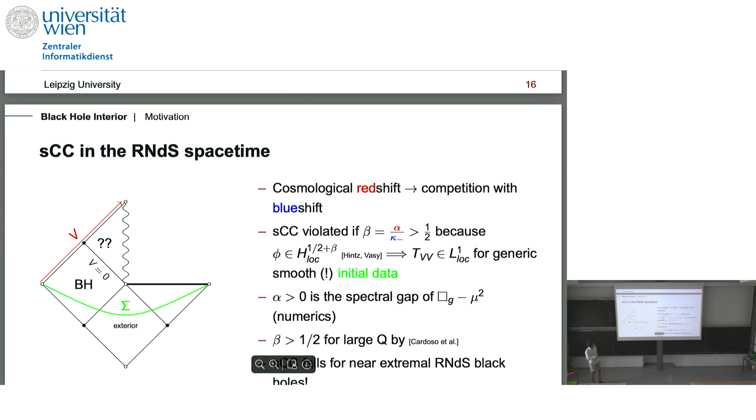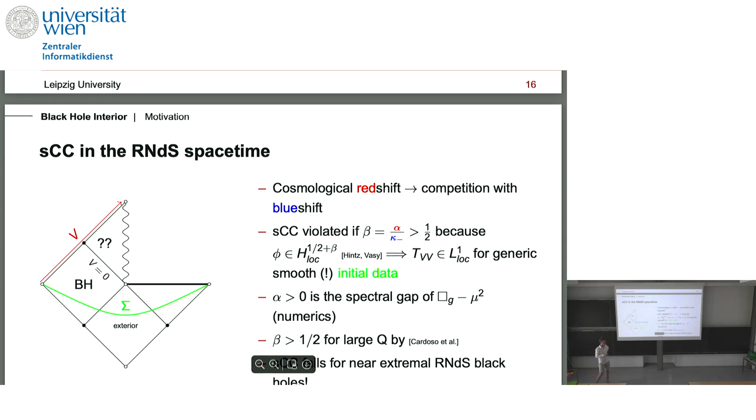That can, for example, be seen by a quite impressive, at least for me, result by Hintz and Vasy, who showed that if you pose the initial value problem on this surface, then the solution at the Cauchy horizon will be in this space H^(1/2 + beta), so half plus beta of a derivative still square integrable. And how good this is then depends on the actual value of beta.